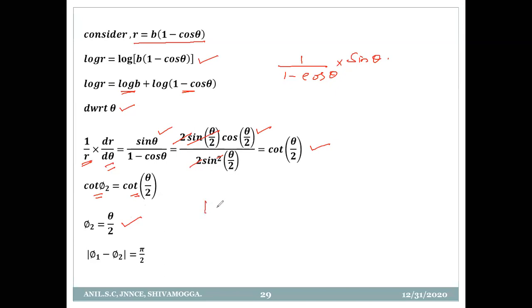Now take the difference. Magnitude of phi 1 minus phi 2. Substitute phi 1, phi 2 and simplify. We must get pi by 2.